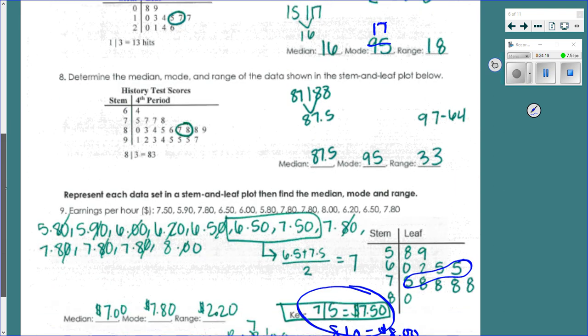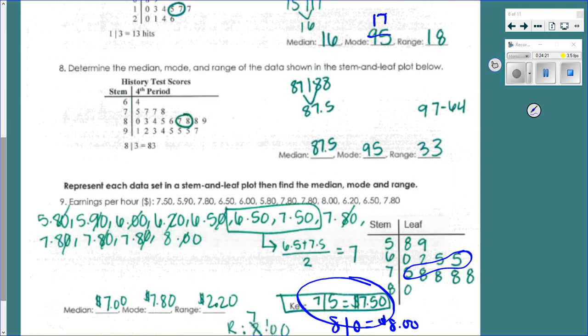Number 8. Again, when I do it, I count to the middle. It's 87 and 88. So it gave me a median of 87.5. My mode was 95. It actually showed up 3 times. And then my range was 33. It went from 64 to 97.